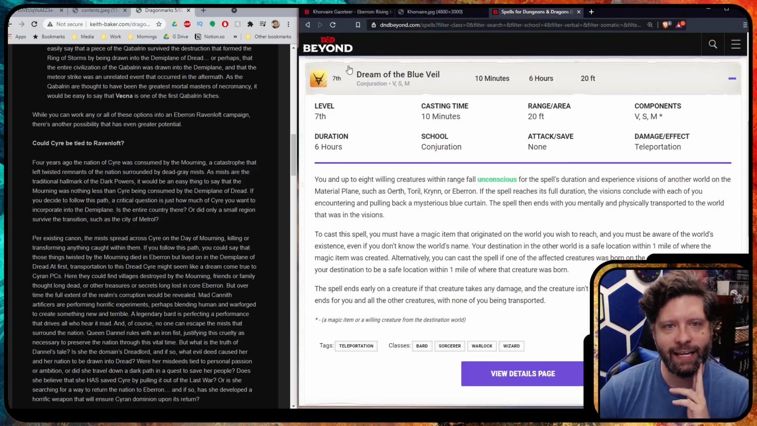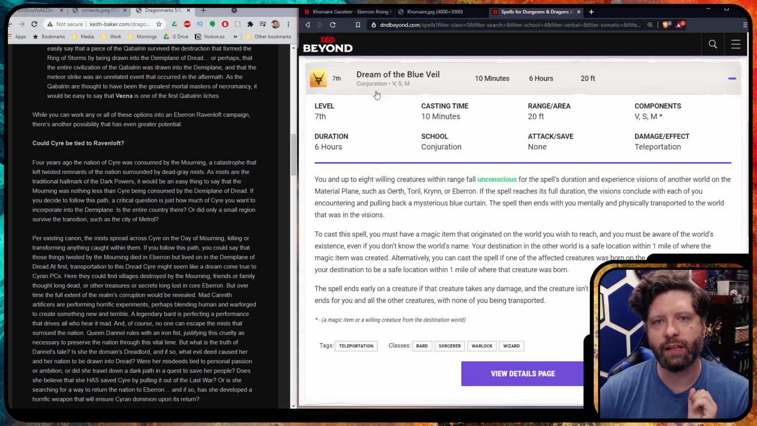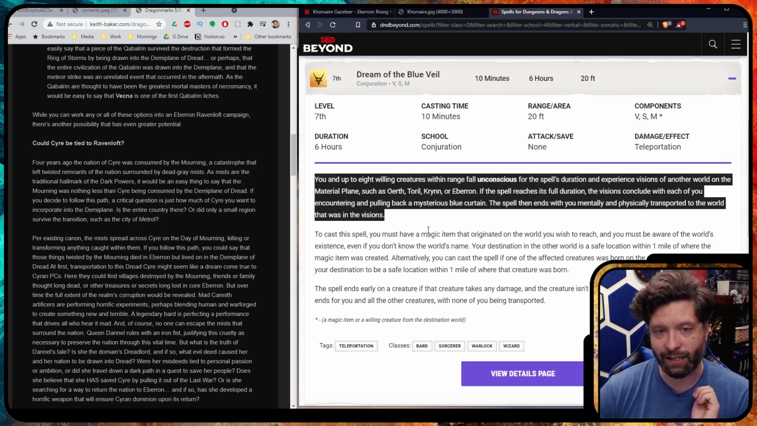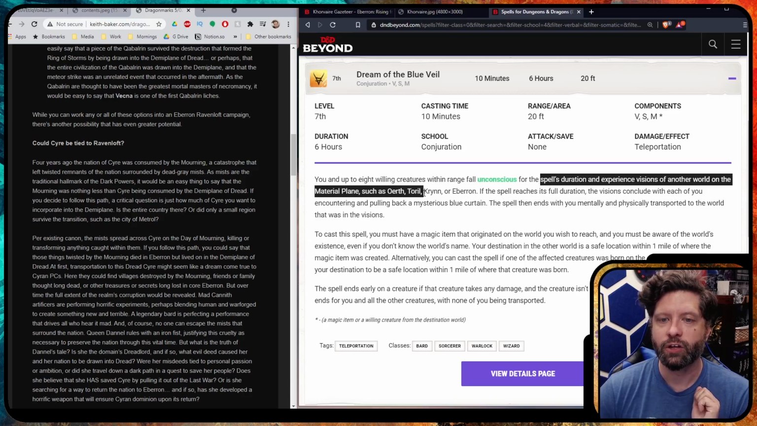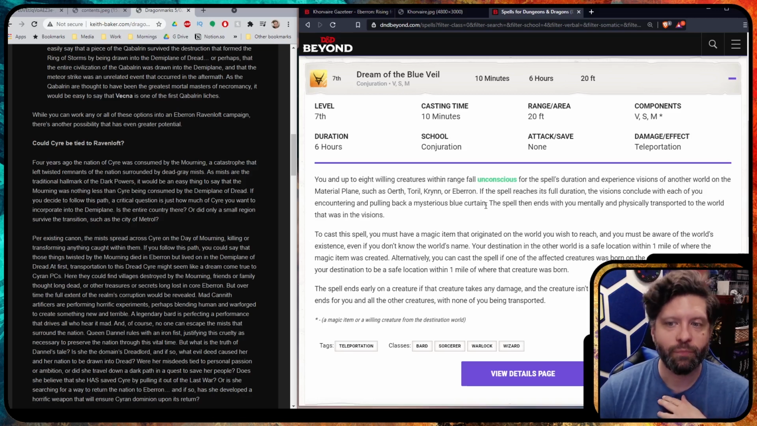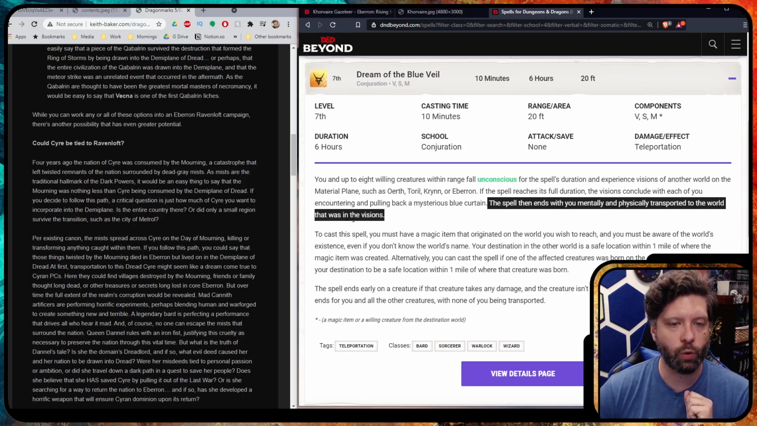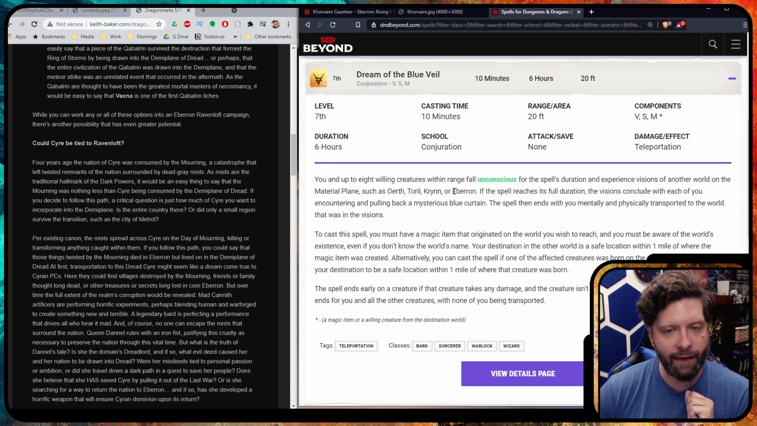Case in point, in the latest book, Tasha's Cauldron of Everything, they included a 7th level spell called Dream of the Blue Veil. You fall unconscious and, for the spell's duration, experience visions of another world on the material plane, such as Oerth, Toril, Krynn, or Eberron. If the spell reaches its full duration, the visions conclude with each of you encountering and pulling back a mysterious blue curtain. The spell ends with you mentally and physically transported to the world that was in the visions. So if you have a piece of Eberron or a person from Eberron, you can use this spell to reach out and travel to Eberron.